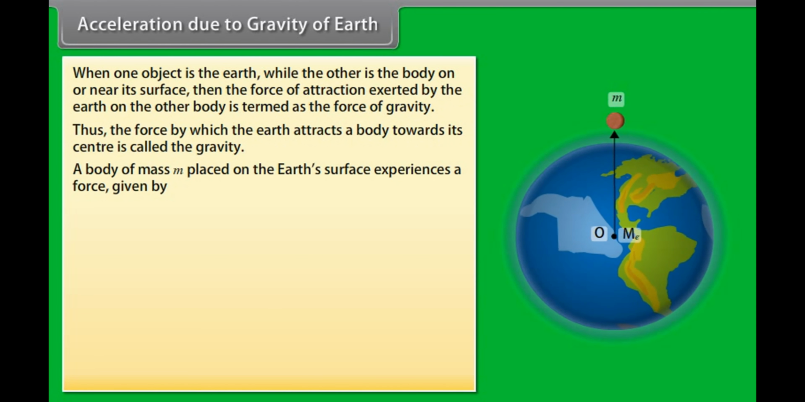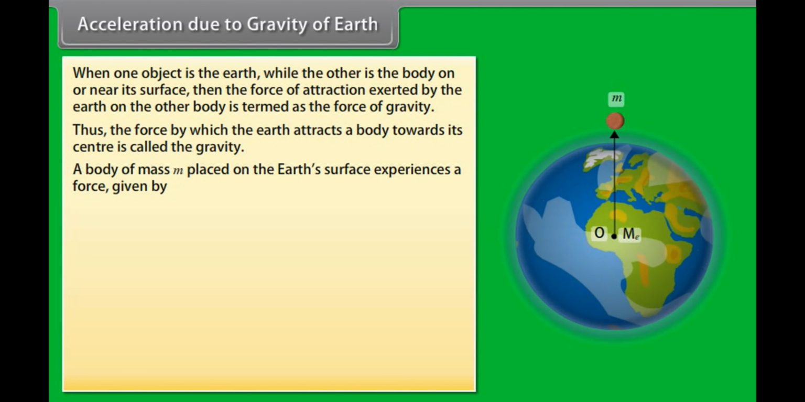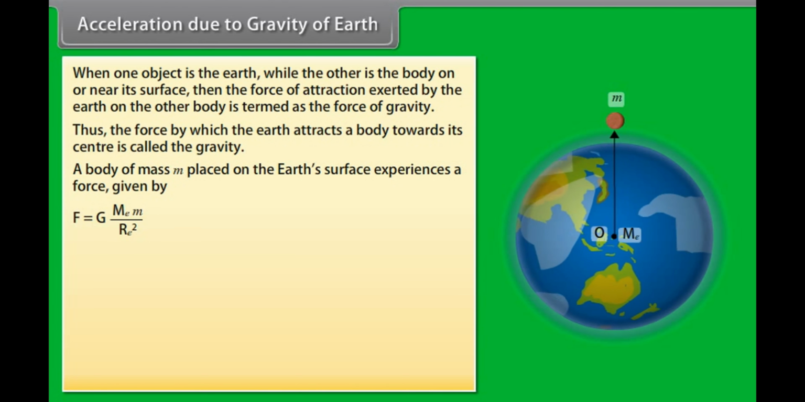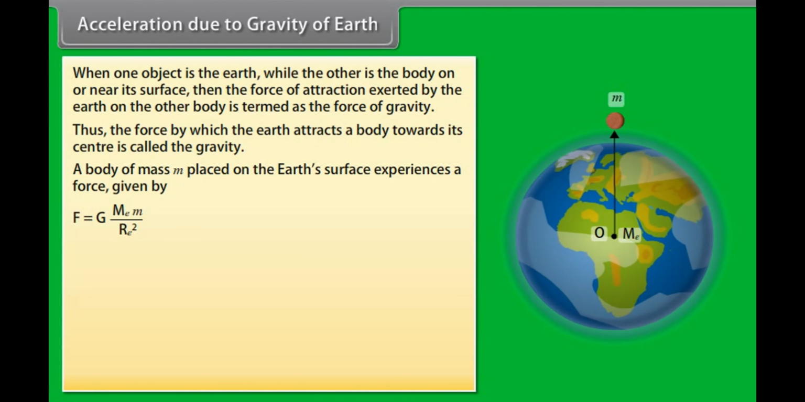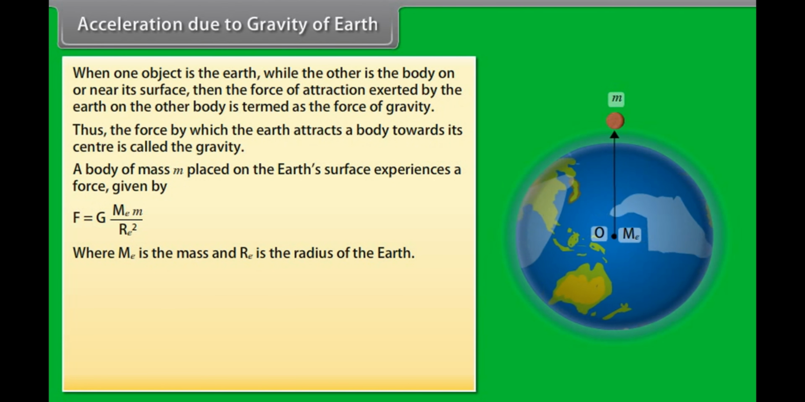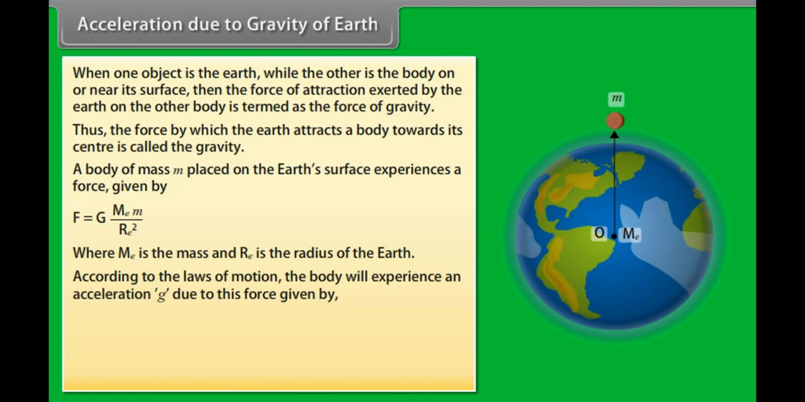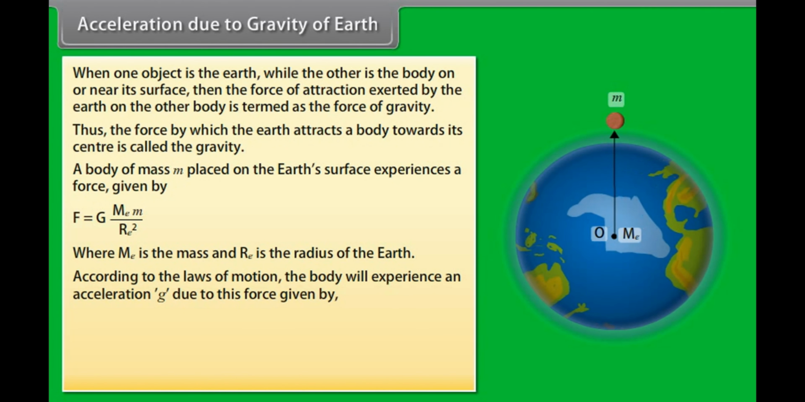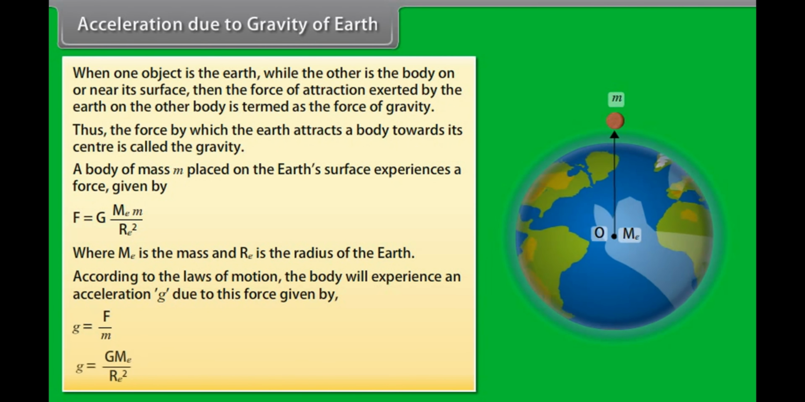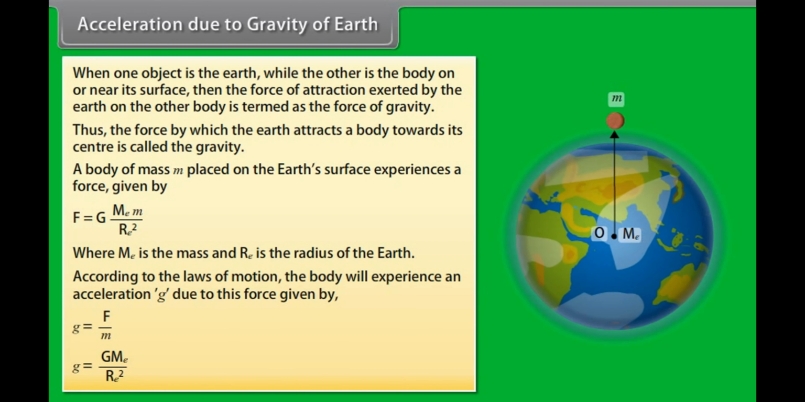A body of mass m placed on the earth's surface experiences a force given by F is equal to G into ME m upon RE squared, where m is the mass and RE is the radius of the earth. According to the laws of motion, the body will experience an acceleration g due to this force, given by g is equal to G into ME divided by RE squared.